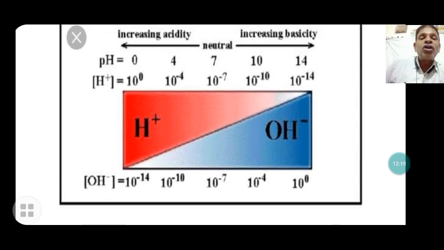Now here it is given on the basis of hydrogen concentration. If the hydrogen ion concentration is 10 to the power 0, then the hydroxide concentration is 10 to the minus 14. Here the concentration of hydroxide in the acidic solution is low, but it becomes the greatest at 10 to the power 0 and the solution becomes basic. Here the concentration of hydrogen decreases and the concentration of hydroxide increases. At one position it becomes highly basic, and at the other position it becomes highly acidic.